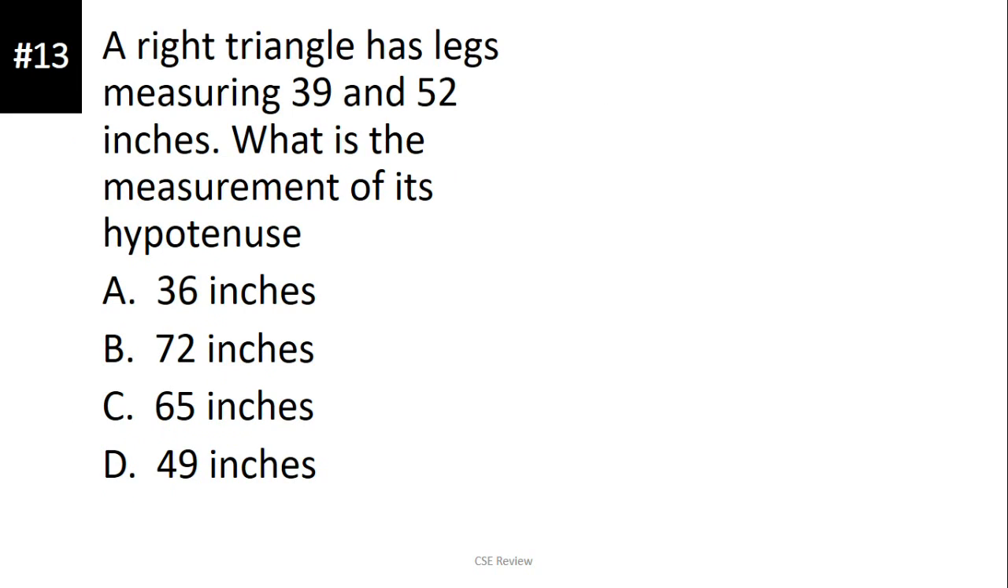Next, number 13. A right triangle has legs measuring 39 and 52 inches. What is the measurement of its hypotenuse? So, i-drawing muna natin. Ang right triangle looks like this. Kaya siya right triangle kasi right angle yung isang angle niya. Ang legs niyan are these two. Ito yung legs. And ang hypotenuse is yung pinakamahaba. Ito yung hypotenuse. So, yung legs niya daw are 39 and 52.